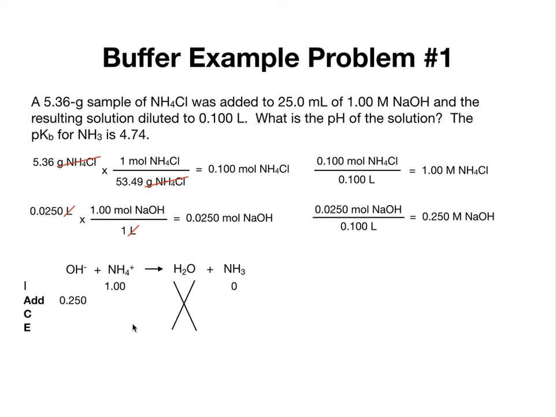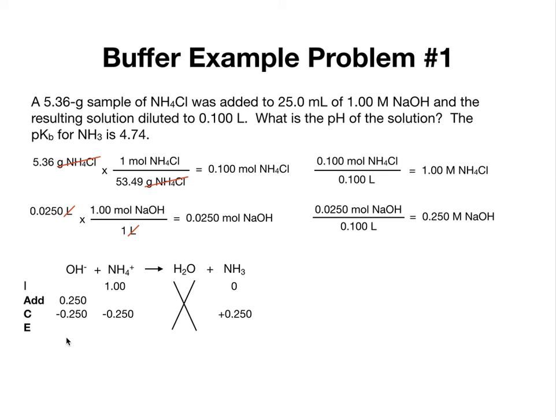What's the change going to be? We're going to have minus 0.250 for the hydroxide. What would we have here? We've got a 1-to-1 mole ratio, so that's also going to be minus 0.25. What are we going to have over here for the change? Plus 0.250.